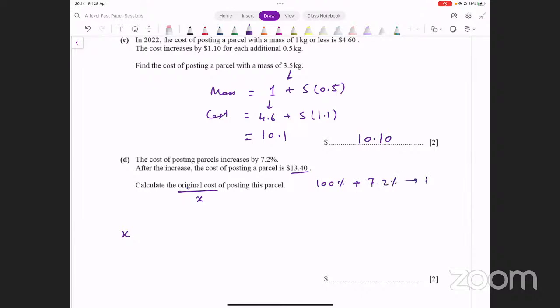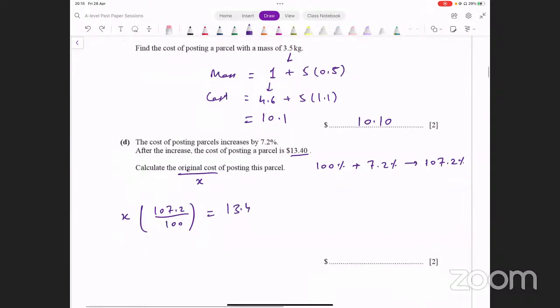What does that give you? That gives you 107.2%. So if you multiply X by 107.2%, or in other words, multiply by 107.2 divided by 100, what should the result be? The result should be equal to $13.4. This is one way of doing this.